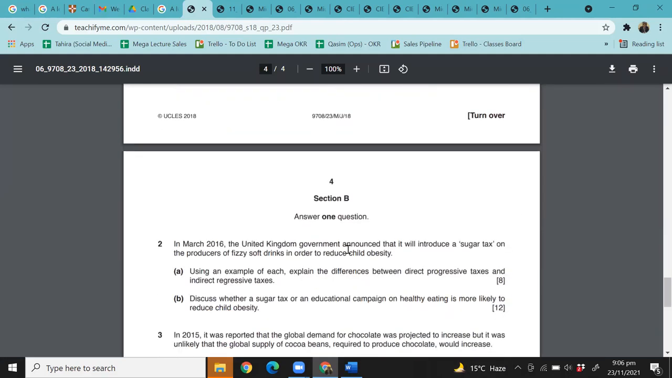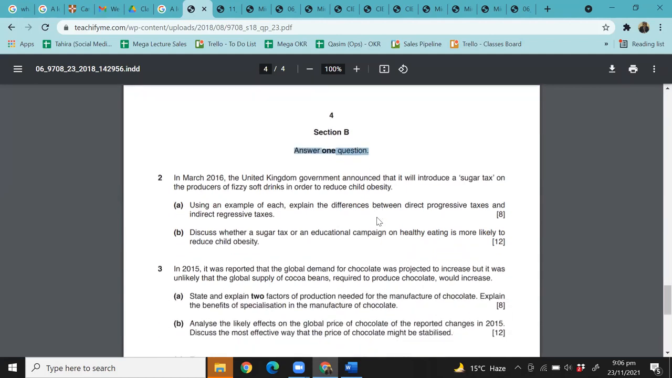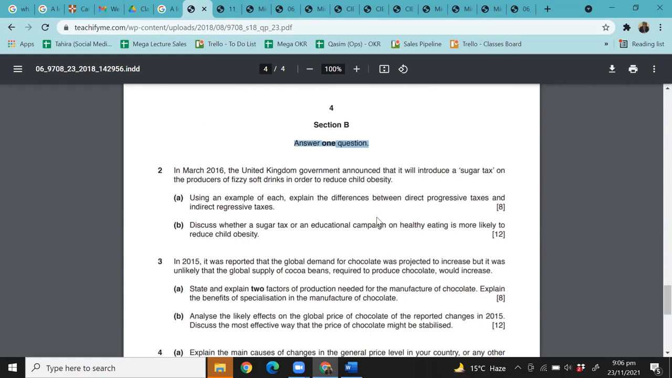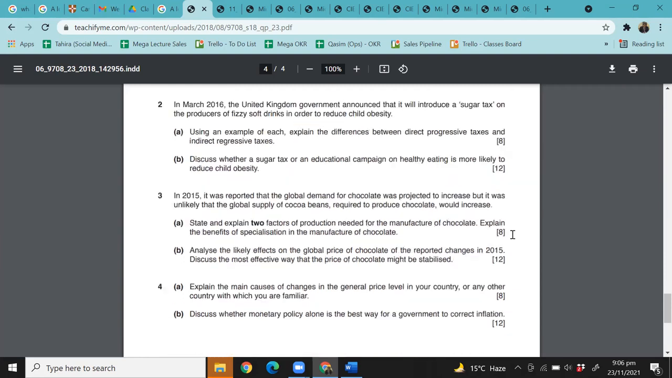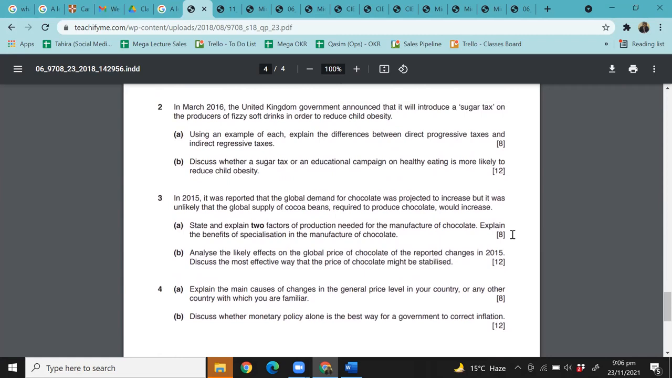Then in section B, there are 3 essay questions, and out of those 3 you have to attempt one. Each essay question is for 20 marks and is divided in two parts. The first part, A, is for 8 marks, and the second part is for 12 marks, right? Out of these 3, you have to attempt one.